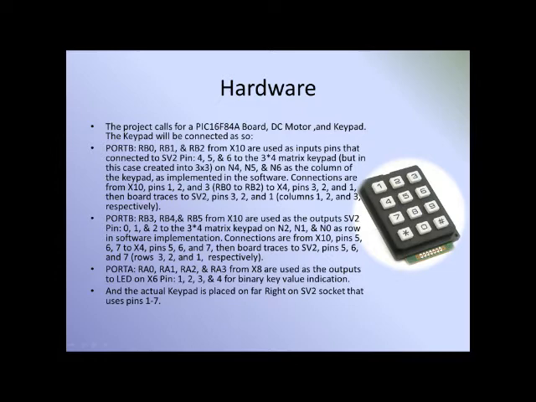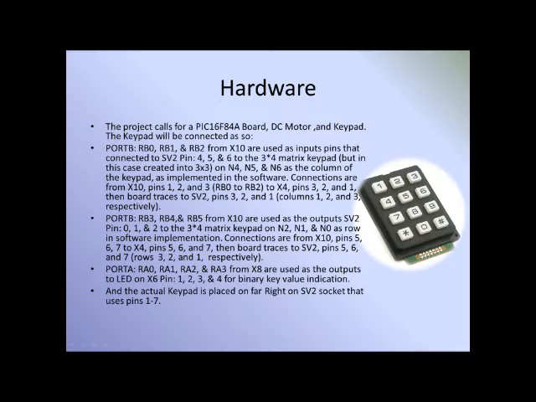Connections are from the J10 pins 1, 2, 3, which are RB0 to RB2, to the J4 pins 3, 2, and 1. Then the board traces to the SV2 pins 3, 2, 1, which would represent the columns 1, 2, and 3 respectively.